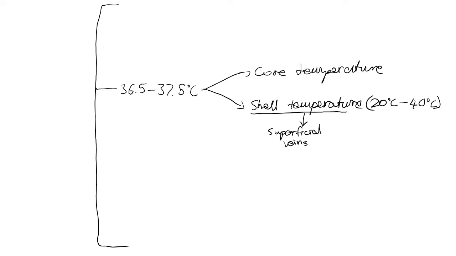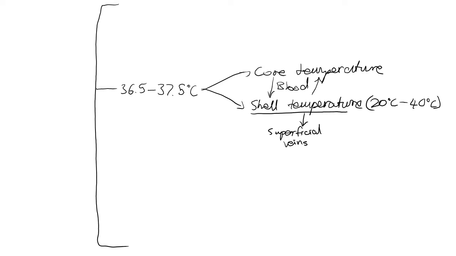Now, you may be wondering, these core and shell temperatures, they must be regulating each other in some manner, and you're absolutely right, because the core and shell temperature are managed by a middleman, and that is the blood. The blood, as I mentioned before, is a key player in ensuring that heat is distributed properly between the core and shell temperatures.